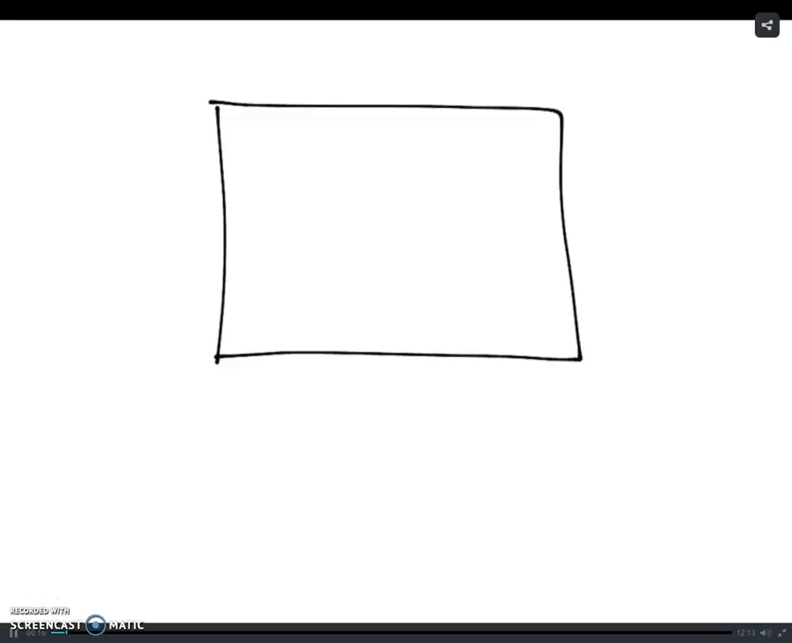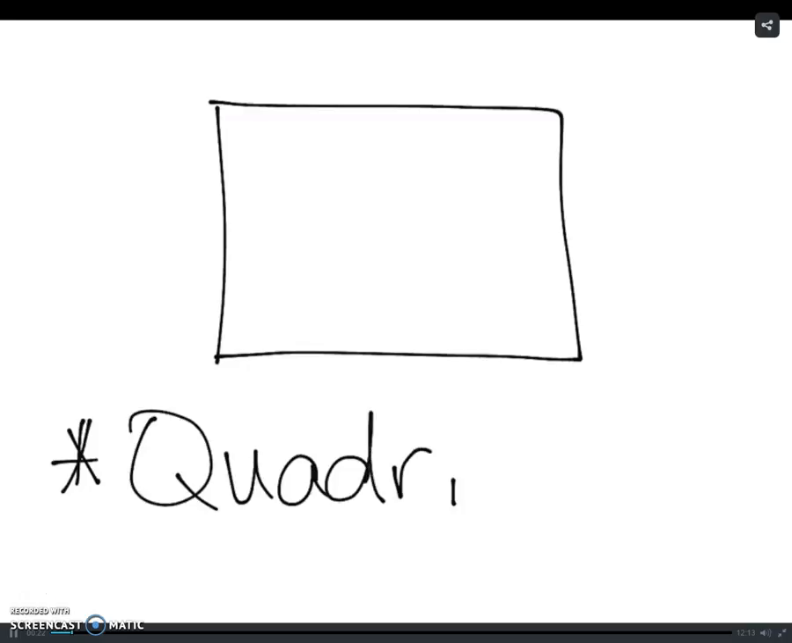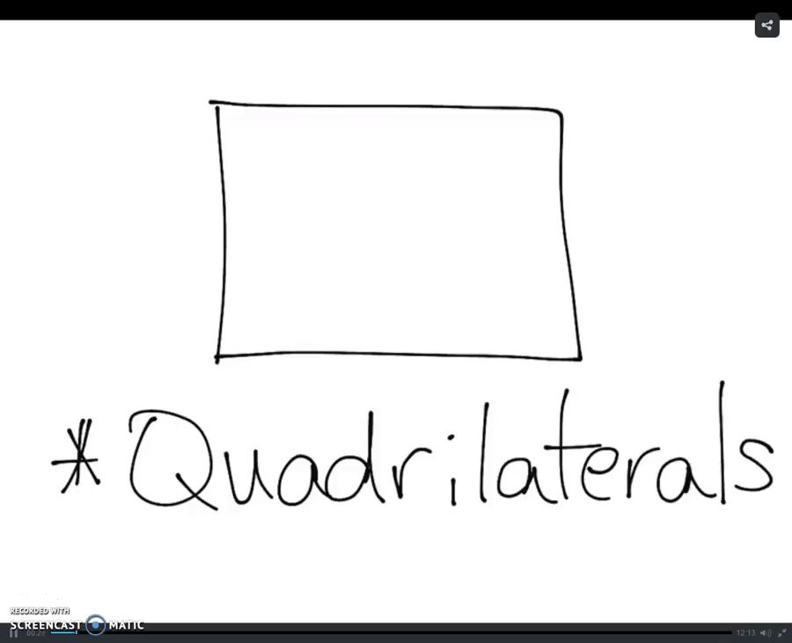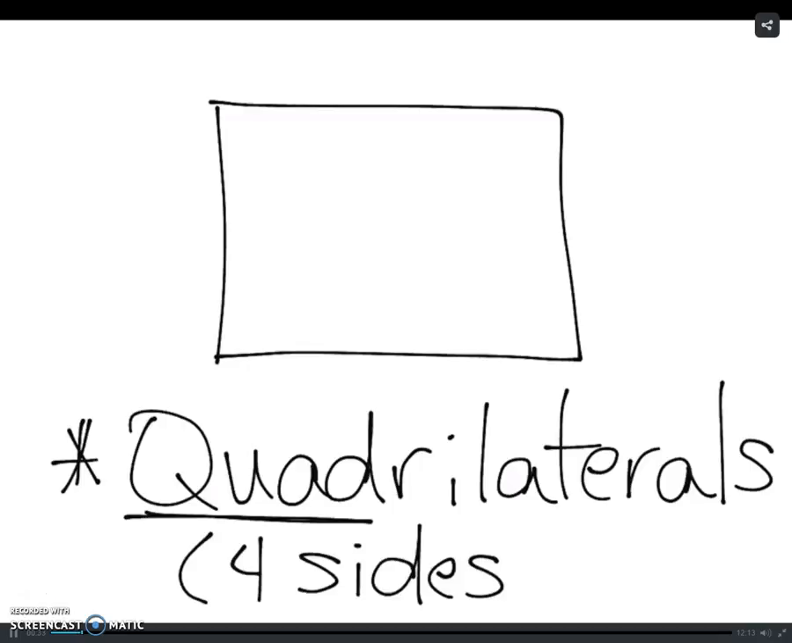And our first fact is going to be that parallelograms are quadrilaterals. Okay? And if you remember from earlier in the year, then you know that a quadrilateral, the prefix quad, means that it's going to have 4 sides. Okay? And that's really important. So all parallelograms are going to be quadrilaterals.